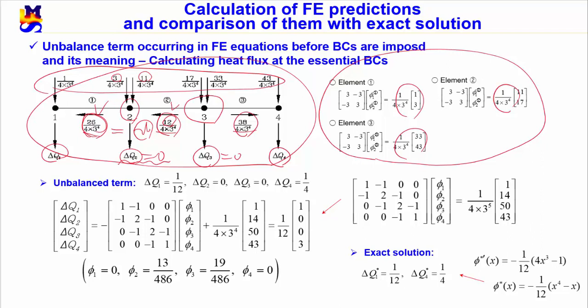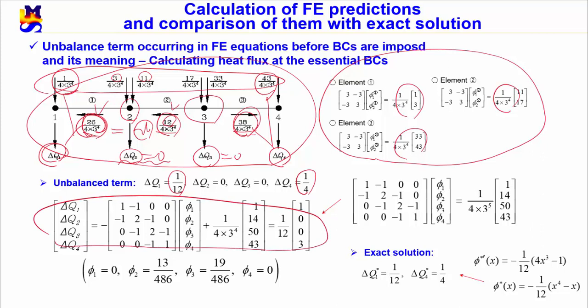To keep the energy balance in this steady state problem, delta Q1 should be the sum of this and this term, and delta Q4 the sum of this and this term, which are 1 over 12 and 1 over 4 respectively. These values imply that we can get exact solution of rate of heat conduction at the boundary conditions. If we rely on the slope at the boundary nodes to calculate the rate of heat conduction, this term in the left side and this term in right side will contribute to the error.